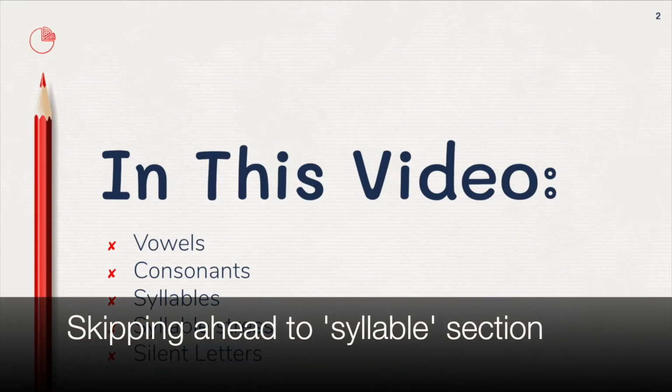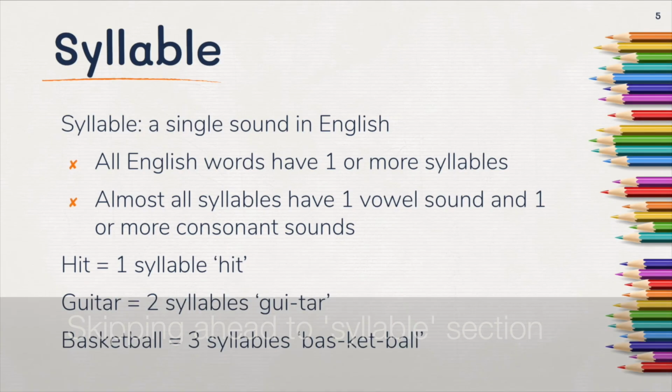Welcome back. In this video, we are going to go over vowels. A syllable is a single sound, or a single unit of sound in English. All English words have one or more syllables, and almost all syllables have one vowel sound and one or more consonant sounds. Here are some examples. The word hit. That is one single unit of sound. Hit. That is one syllable.